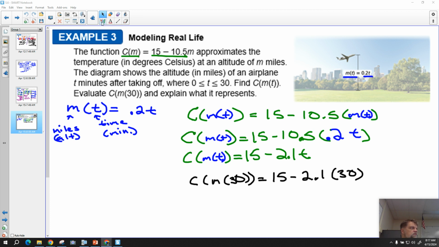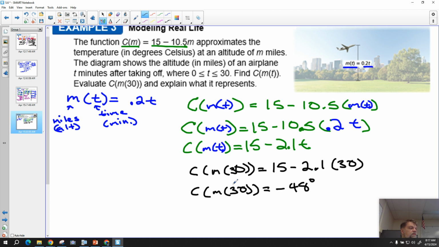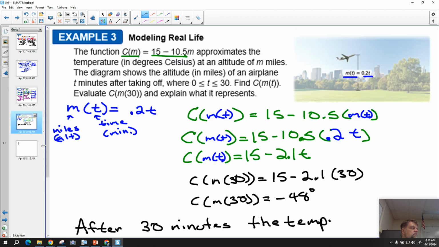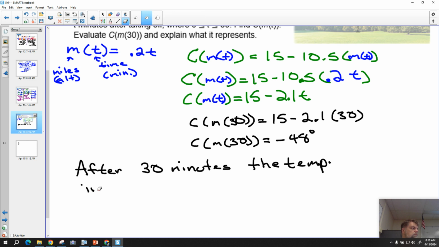So then that is C of m of 30 equals negative 48 degrees. So what does that mean? That means that after 30 minutes, the temperature is negative 48 degrees Celsius.